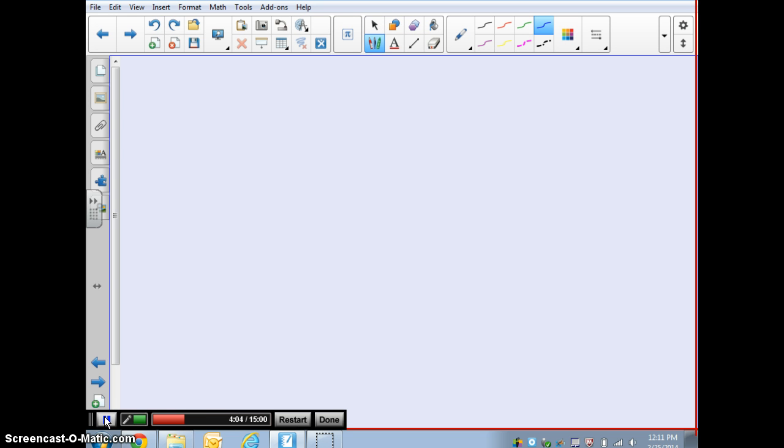So let's see if you can do a couple examples. I want you to write down in your notes number 1 here, and I want you to do x to the 4th times x to the 5th. See if you can multiply those together and find your answer for x to the 4th times x to the 5th.